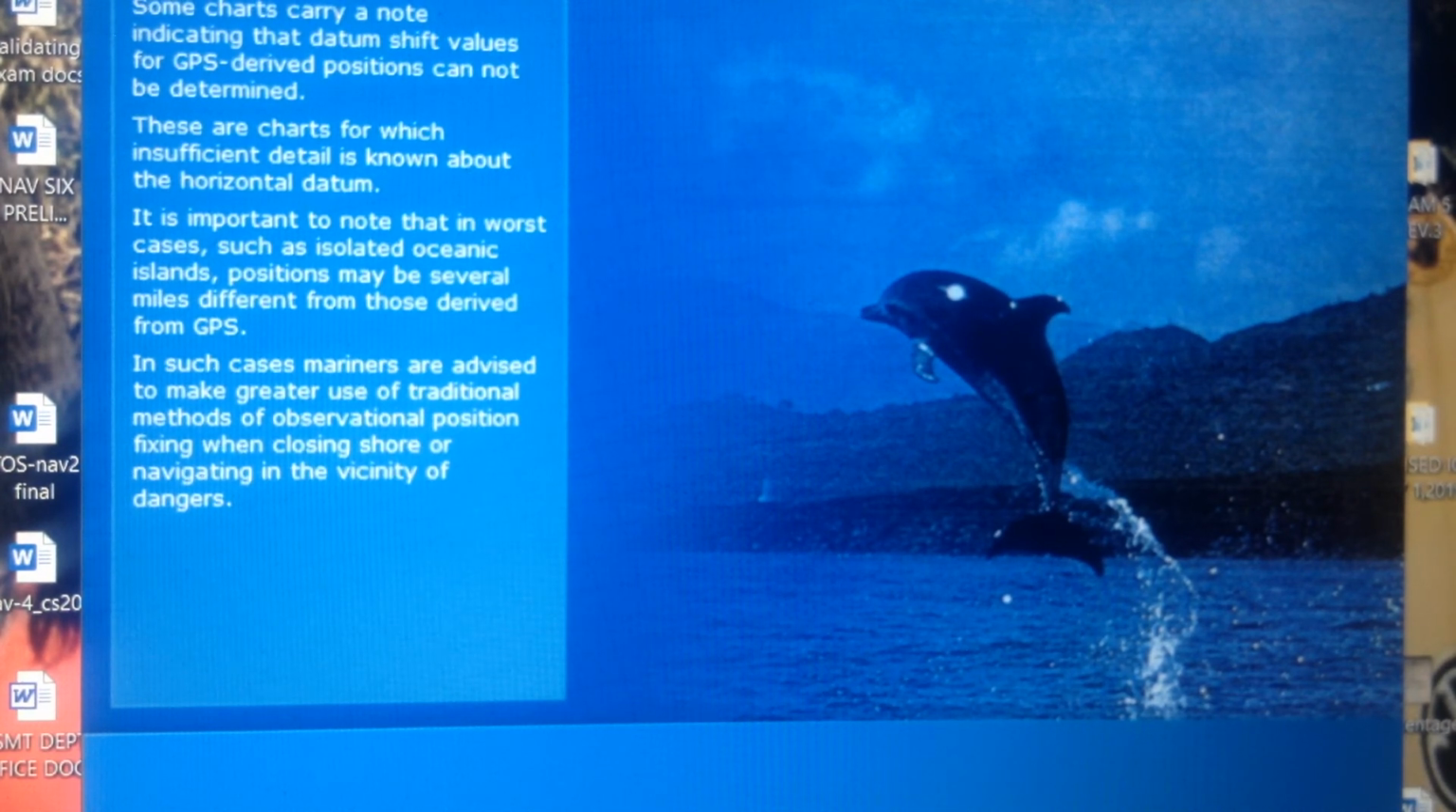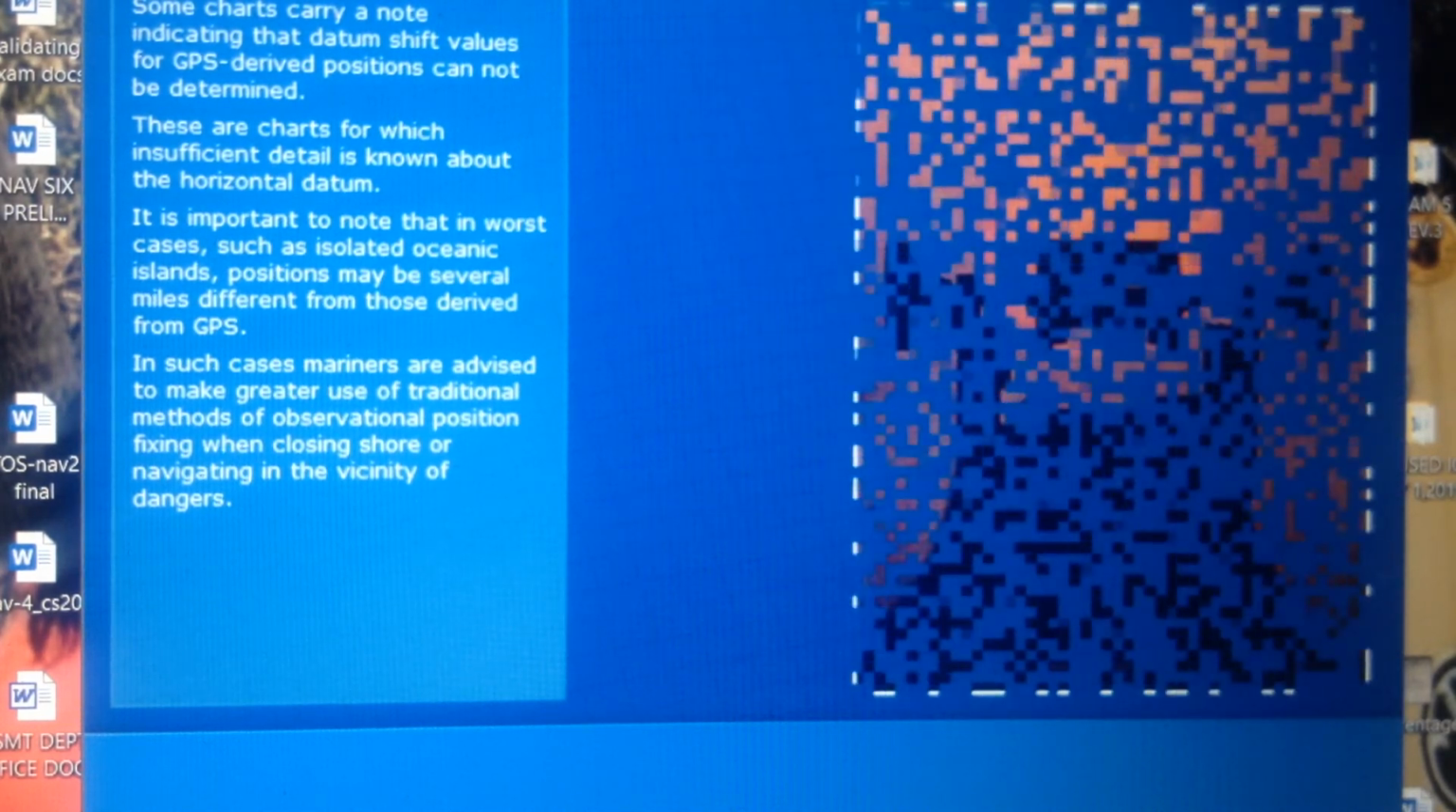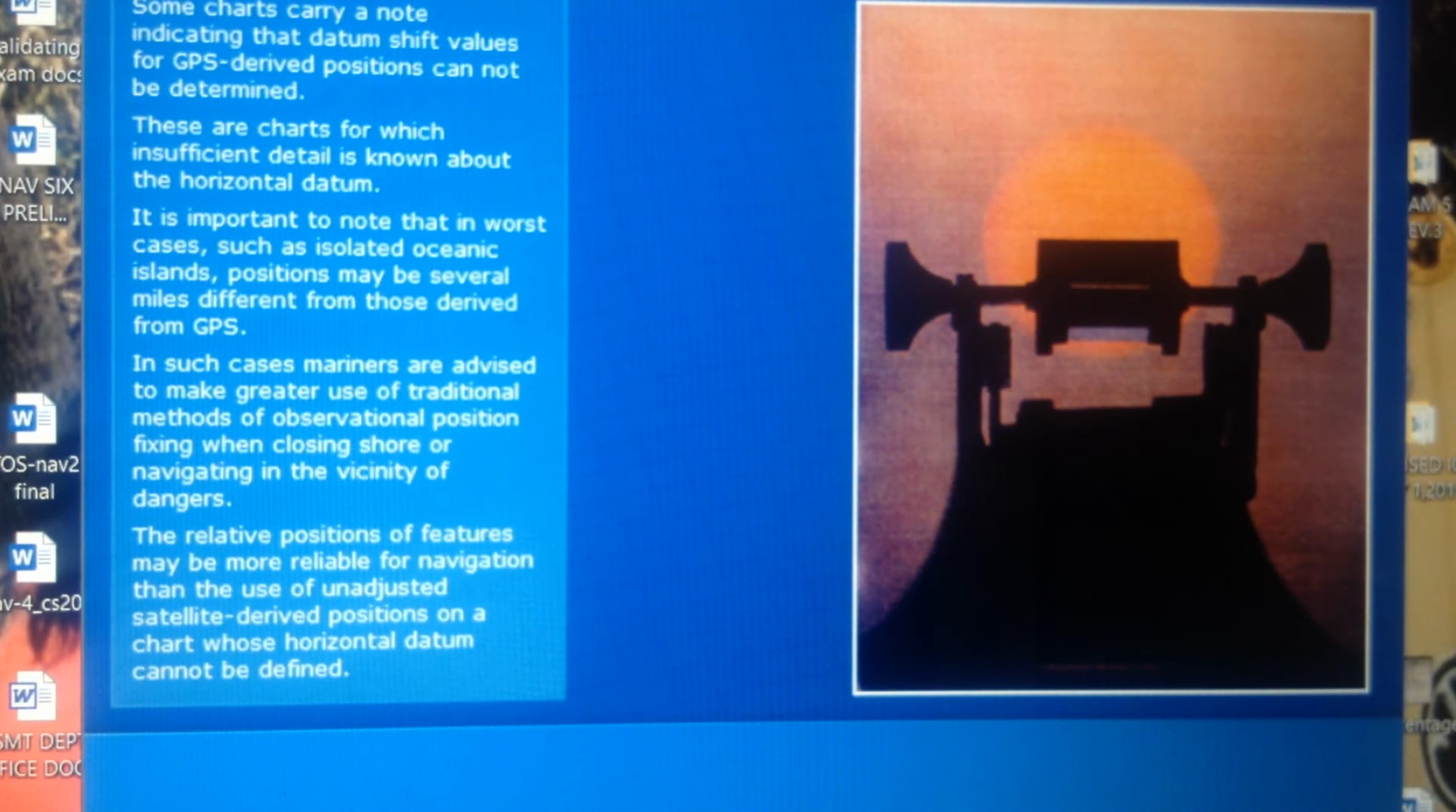In such cases, mariners are advised to make greater use of traditional methods of observational position fixing when close to shore or navigating in the vicinity of dangers. The relative positions of features may be more reliable for navigation than the use of unadjusted satellite-derived positions on a chart whose horizontal datum cannot be defined.